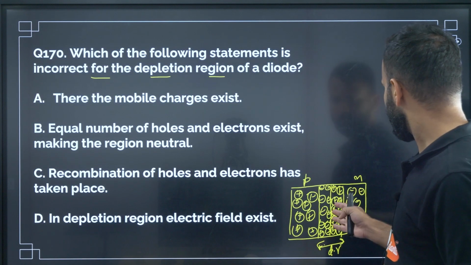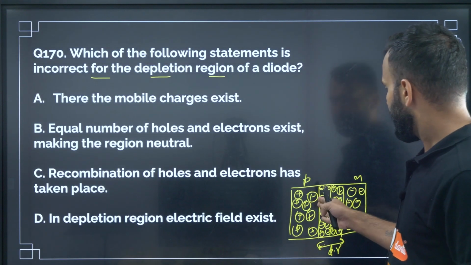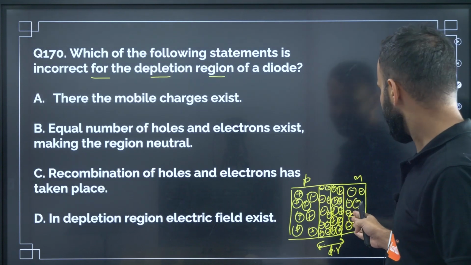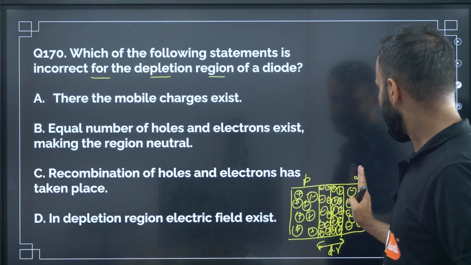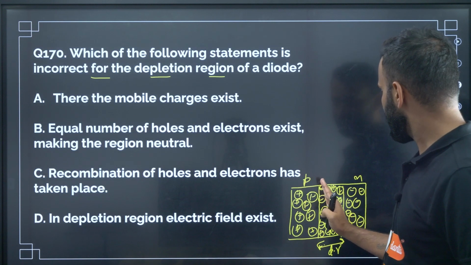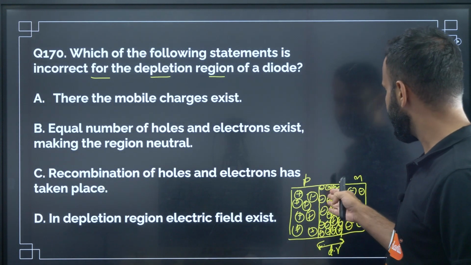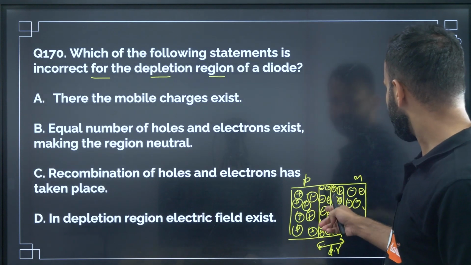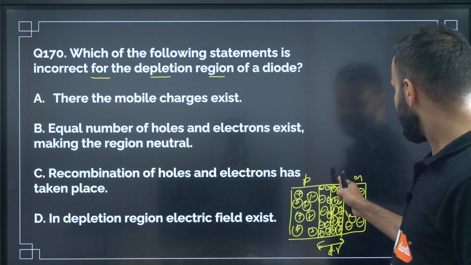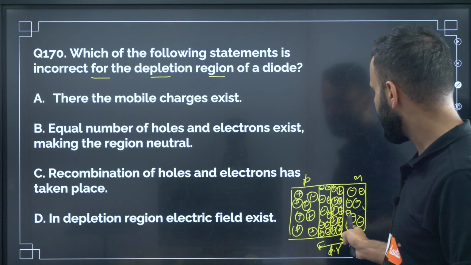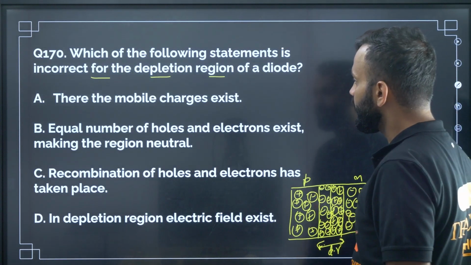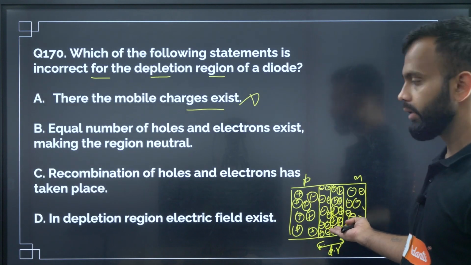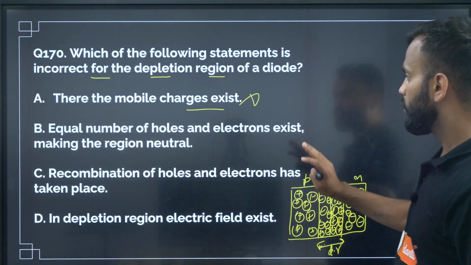So why does it take place? Because here there are positive charges, holes. Here the N side carries more electrons, right? Because of the Coulomb's attraction, these electrons move towards the P region, and they recombine with the holes. That's why on this side the negative charges accumulate, and on this side holes accumulate. So this is the depletion region. No mobile charges exist in the depletion region, right? So the statement in option A is wrong.